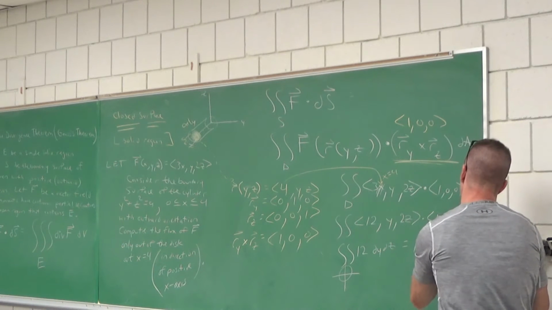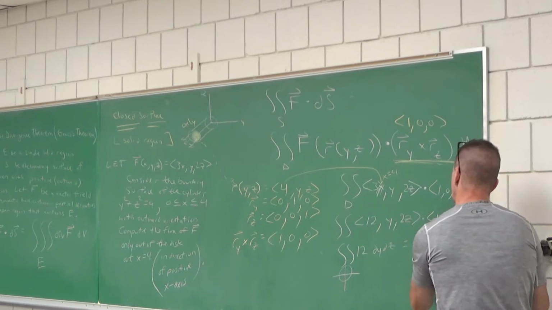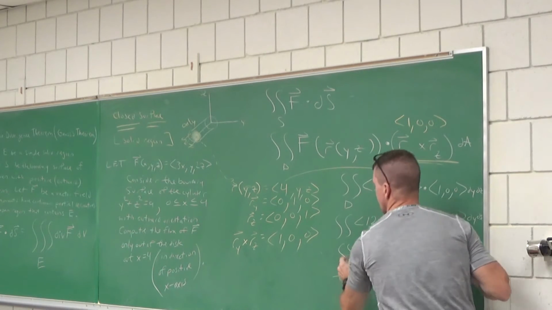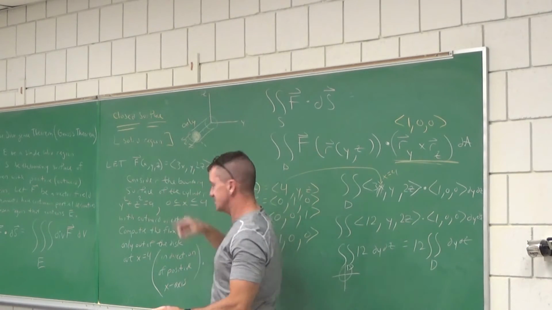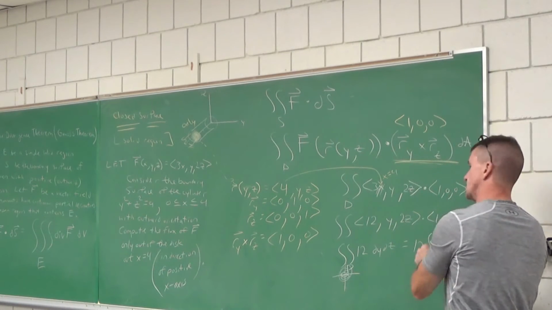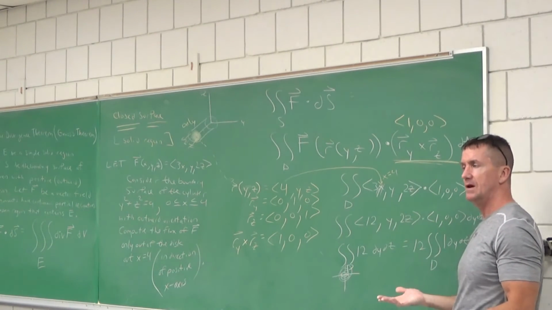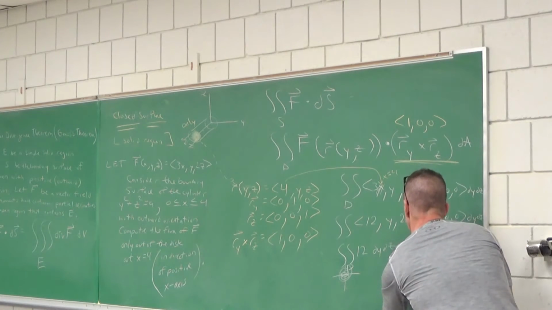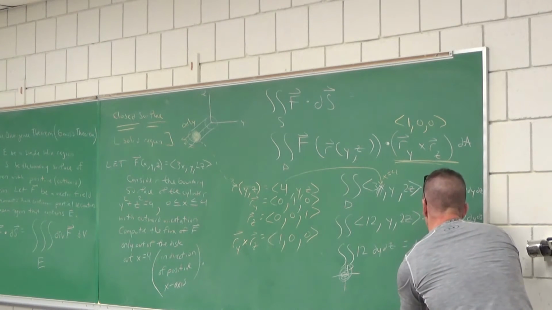D. I'm thinking this is still that region D right there. That disk. It's just that disk right there. But if I get the 12 out of here, this is just a 1. What's the double integral of 1 find? Area. So I can just do 12 times the area of the disk. And what is the area of that disk?